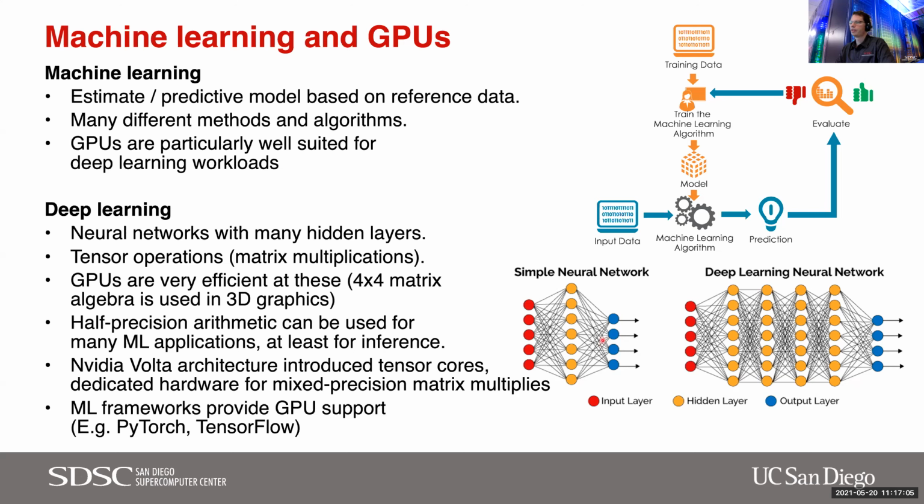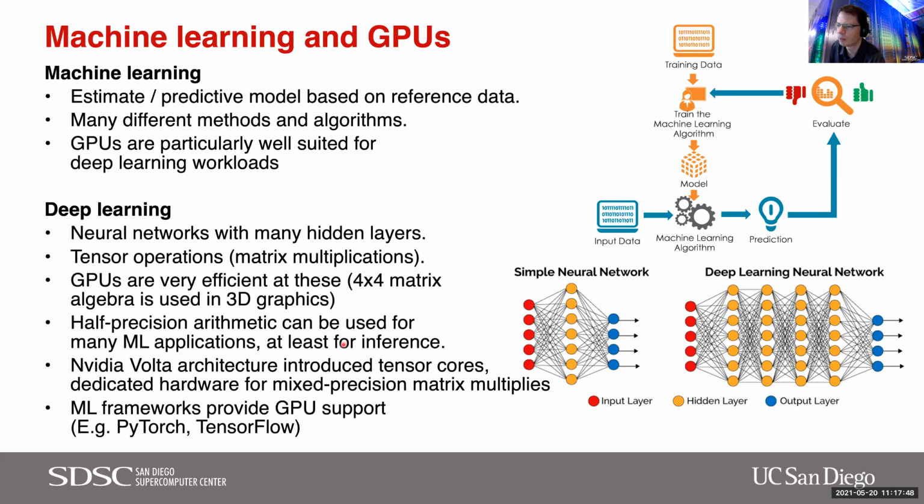If you write down the equations and look at how it looks, there's a lot of matrix multiplications, so tensor operations involved. And GPUs are just very efficient at these, because if you go back to the history of where GPUs come from, and think about how 3D graphics is implemented, there's a lot of 4x4 matrix algebra. So they have very efficient hardware to do these matrix multiplications. And in addition, as I said, GPUs now implement in hardware half precision arithmetic that can be used for many machine learning applications, at least at the inference stage. When you make your predictions for the training, often you have to use at least 32-bit floats.